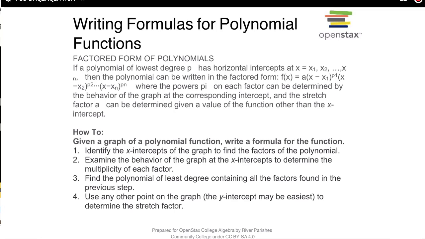Okay, so now we're going to pick up with 5.3, Part 3, and we're going to learn how to write formulas for polynomial functions if we're given a graph.